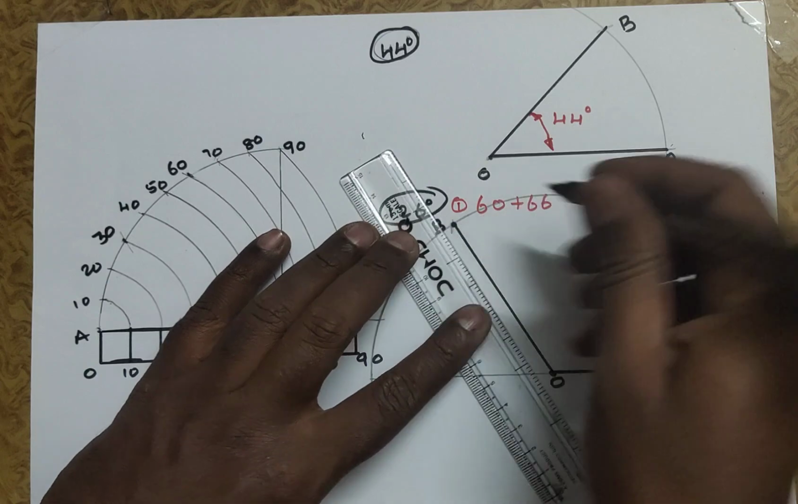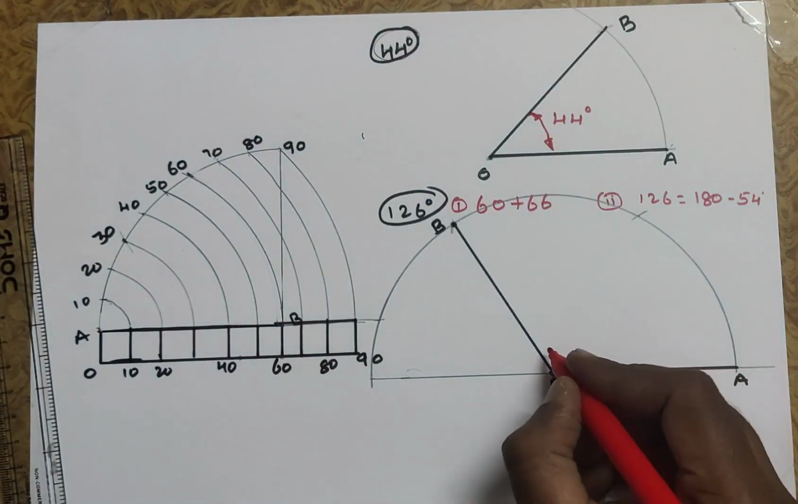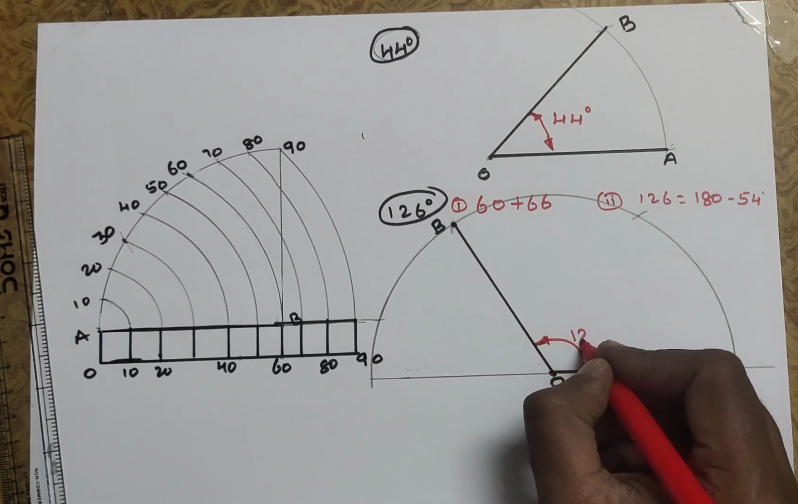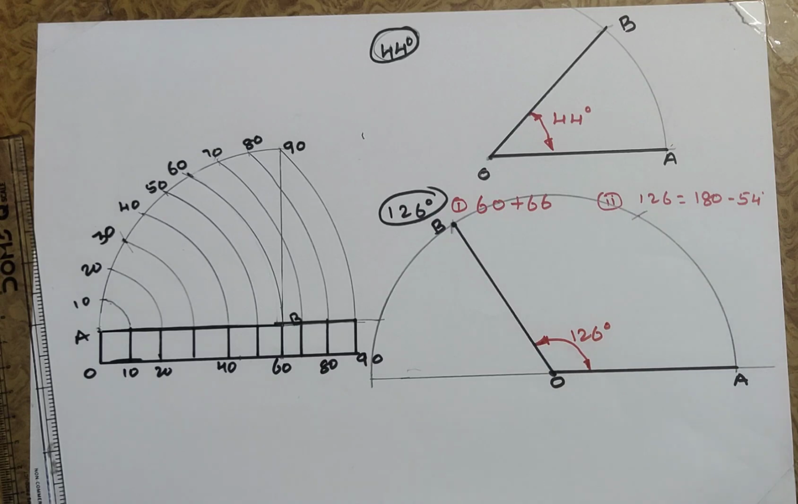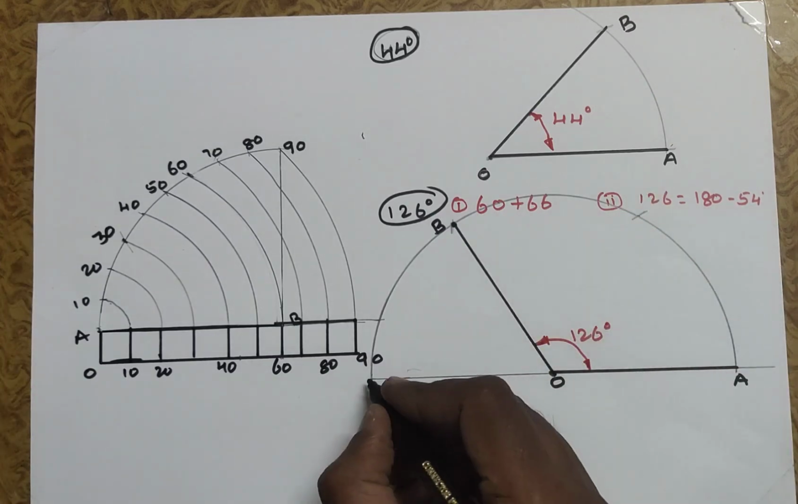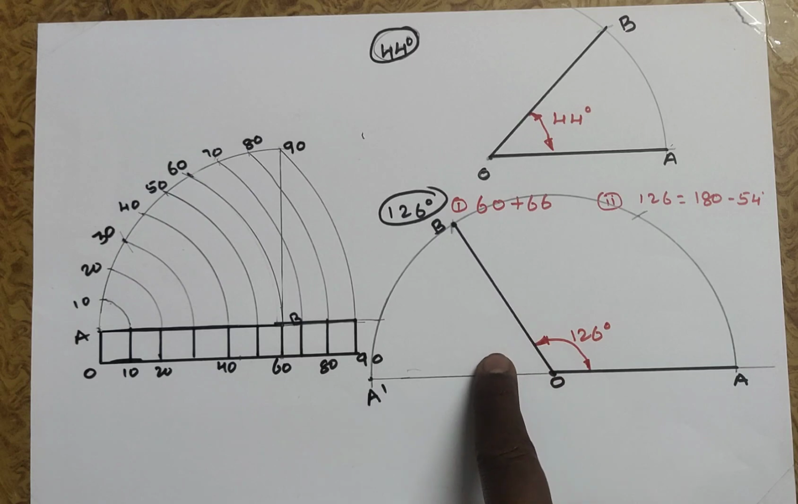So this is going to be 126 degrees. Sir, I am not interested in this. I will go ahead with the second method. Then you assume it as A dash. From here to here is 180, and from this we have to subtract 54.